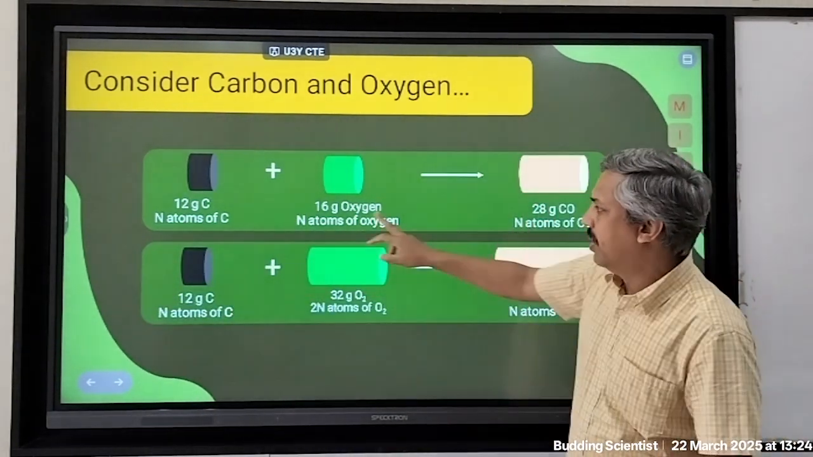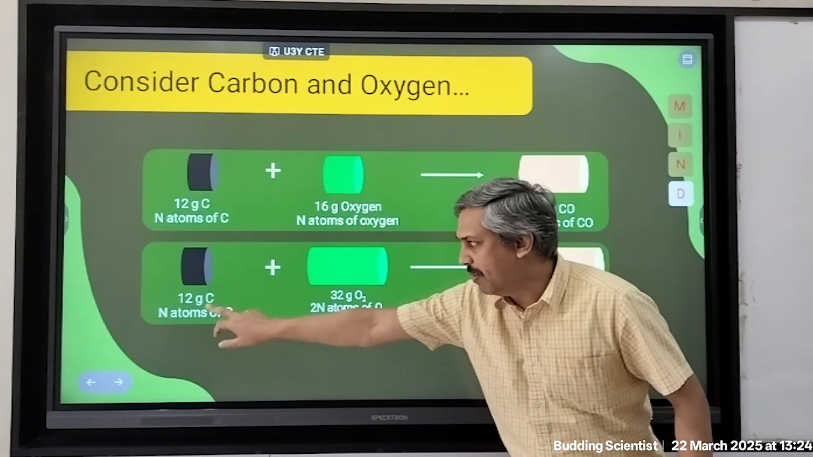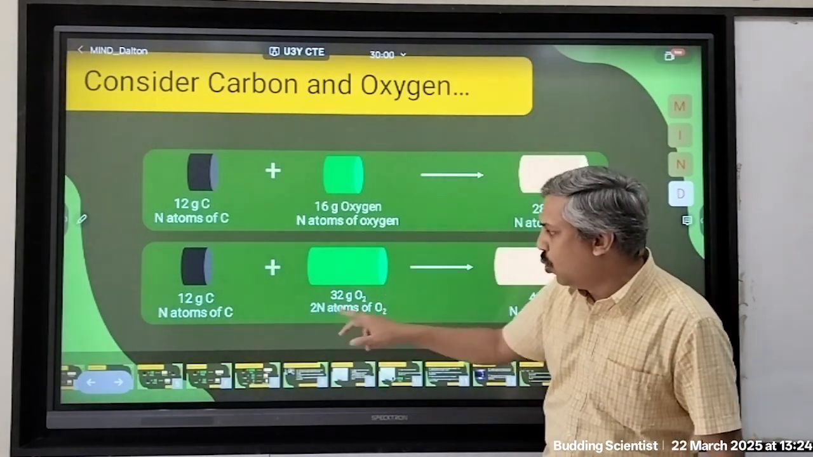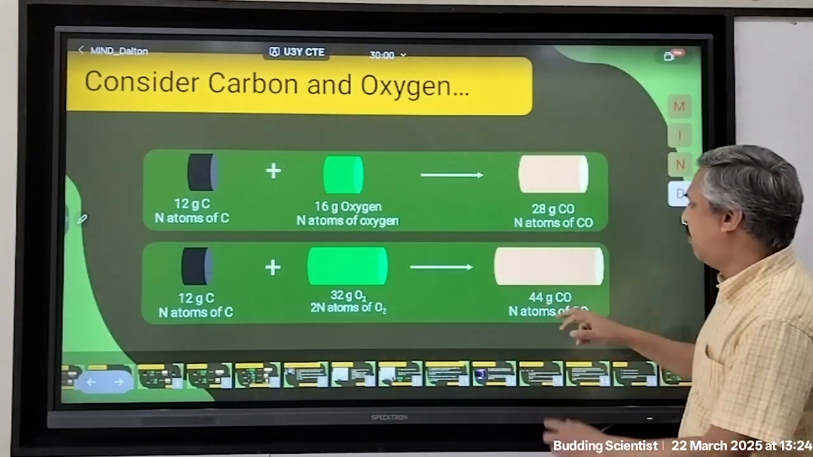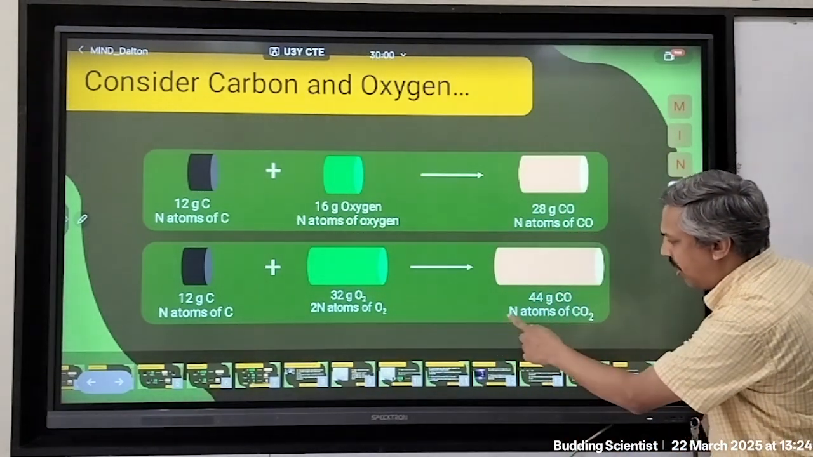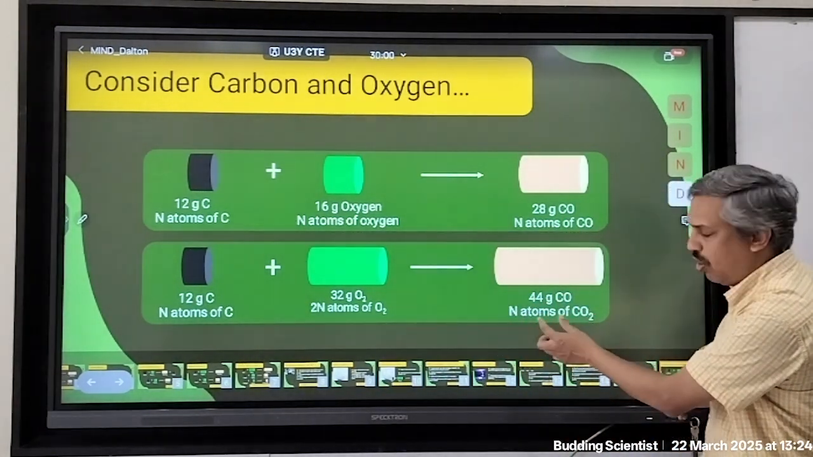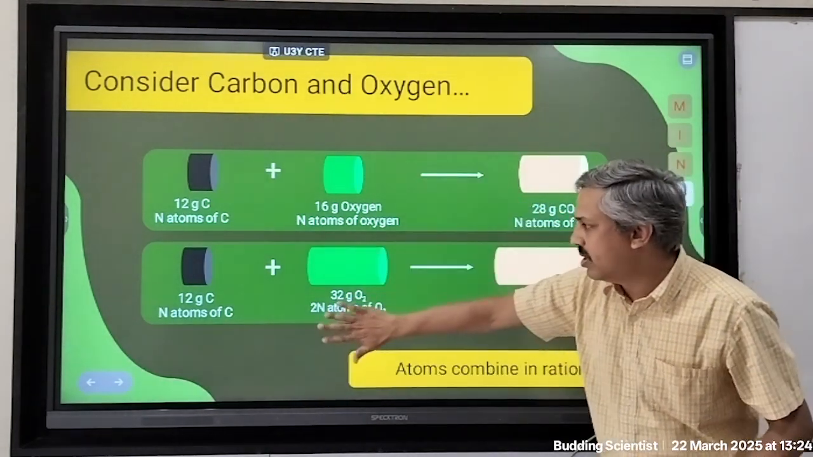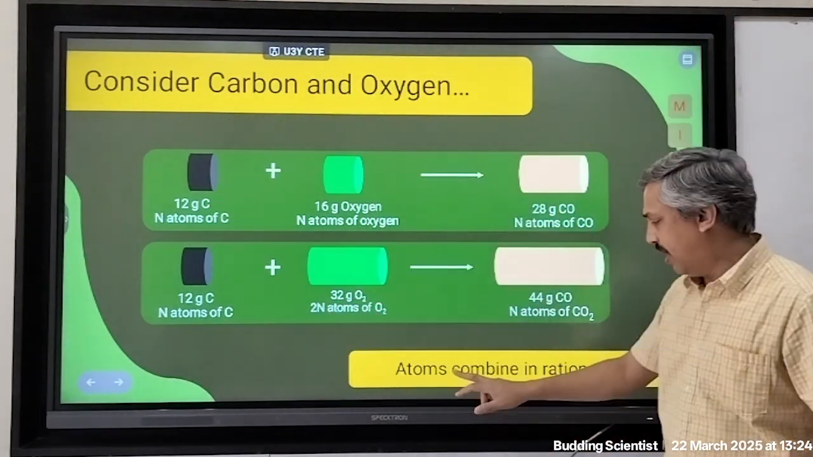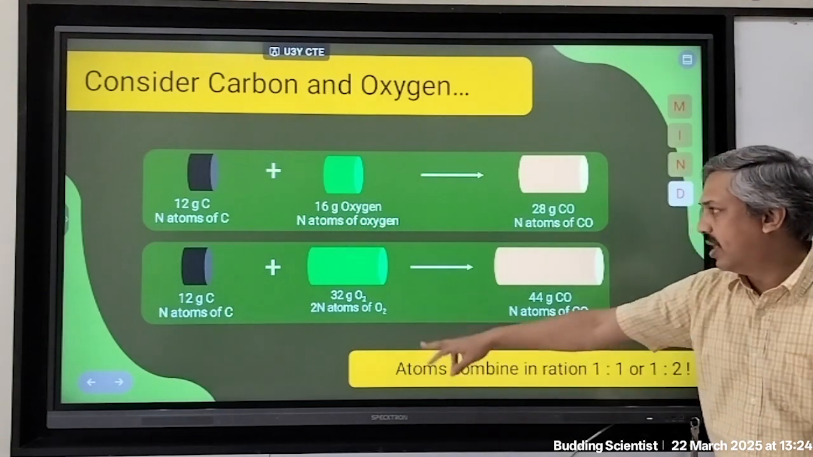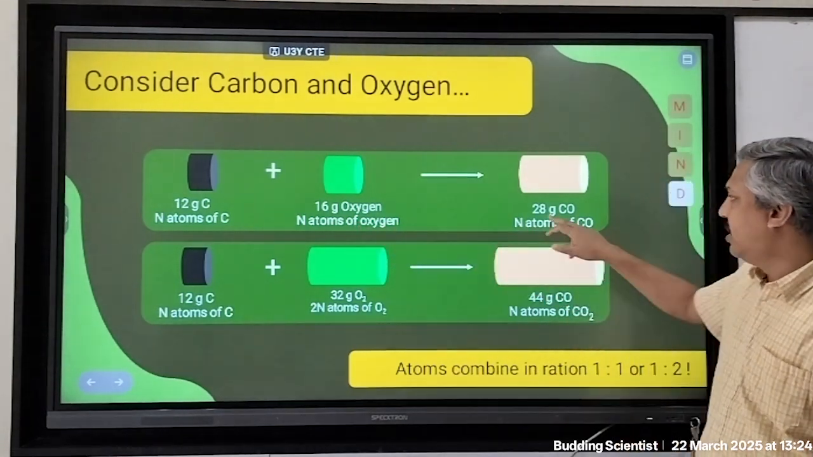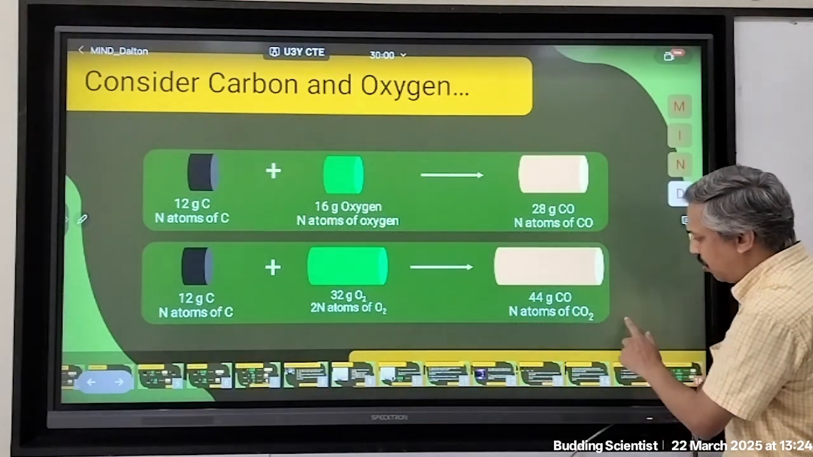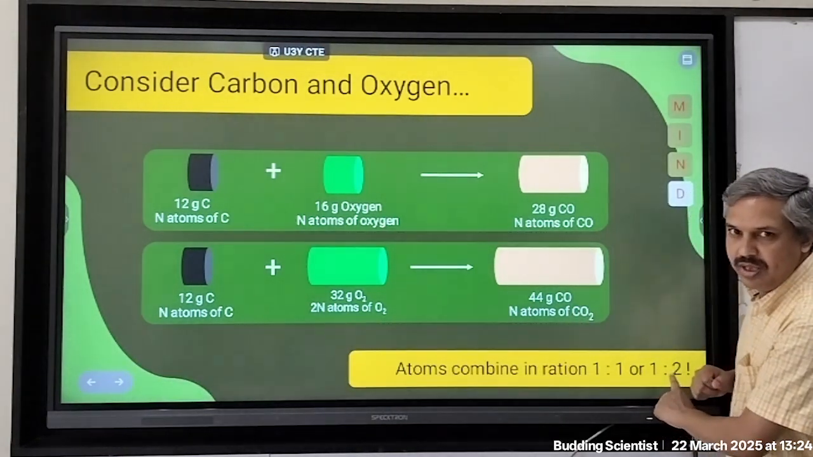12 grams of carbon is N atoms of carbon. 32 grams of oxygen will be 2N atoms. And they together will form 44 grams of CO2, which is N molecules of CO2. When Dalton reached this conclusion, he was fine with his atomic theory. He decided that atoms combine in CO, carbon monoxide, in the ratio 1:1. In CO2, they combine in the ratio 1:2.